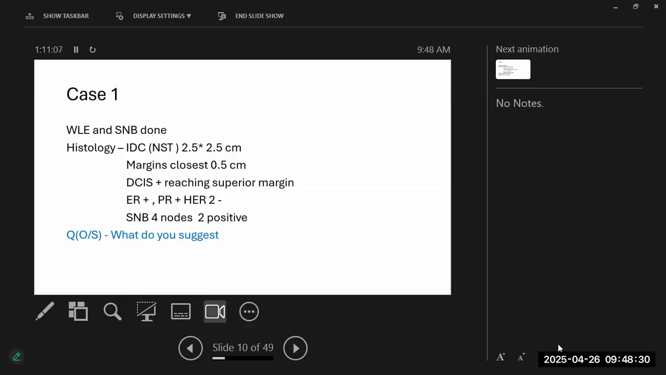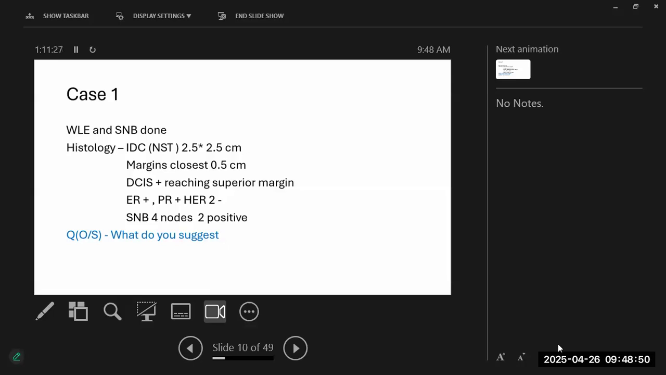For your exam purposes as well as your training purpose, this is a controversial group, and the current standard is to do axillary clearance because more than 1 node is positive. But there are groups who avoid axillary clearance, and that management also is respected.